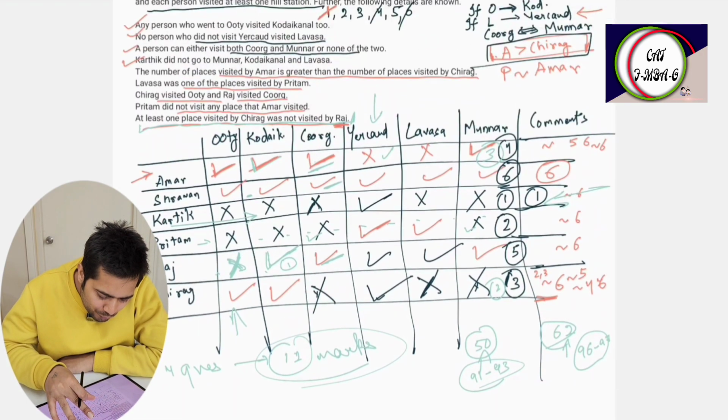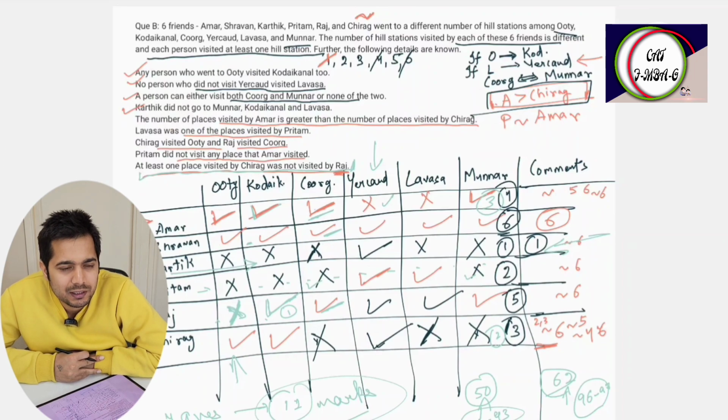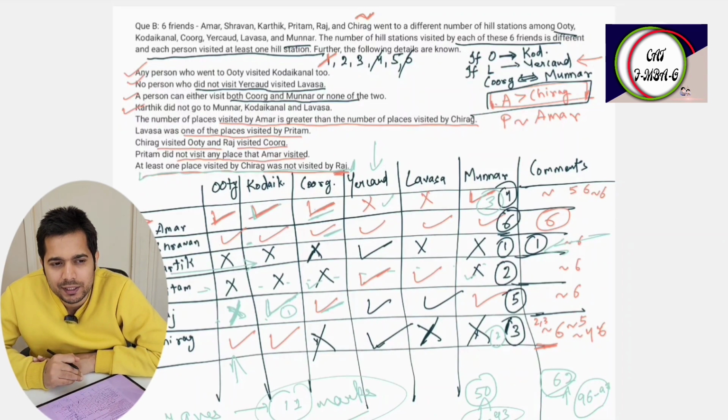So this is how you have to solve the data interpretation and logical reasoning sets. And I hope you found this video helpful. Stay tuned. We are going to solve as many questions as we can, all the concepts of the CAT in this video series.